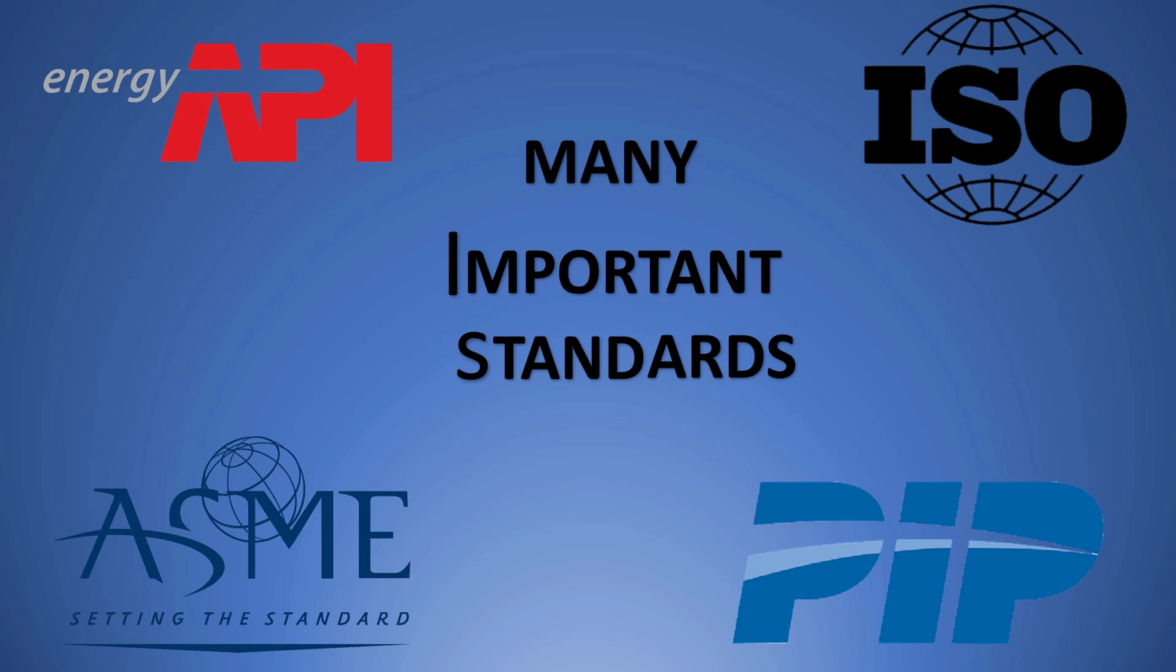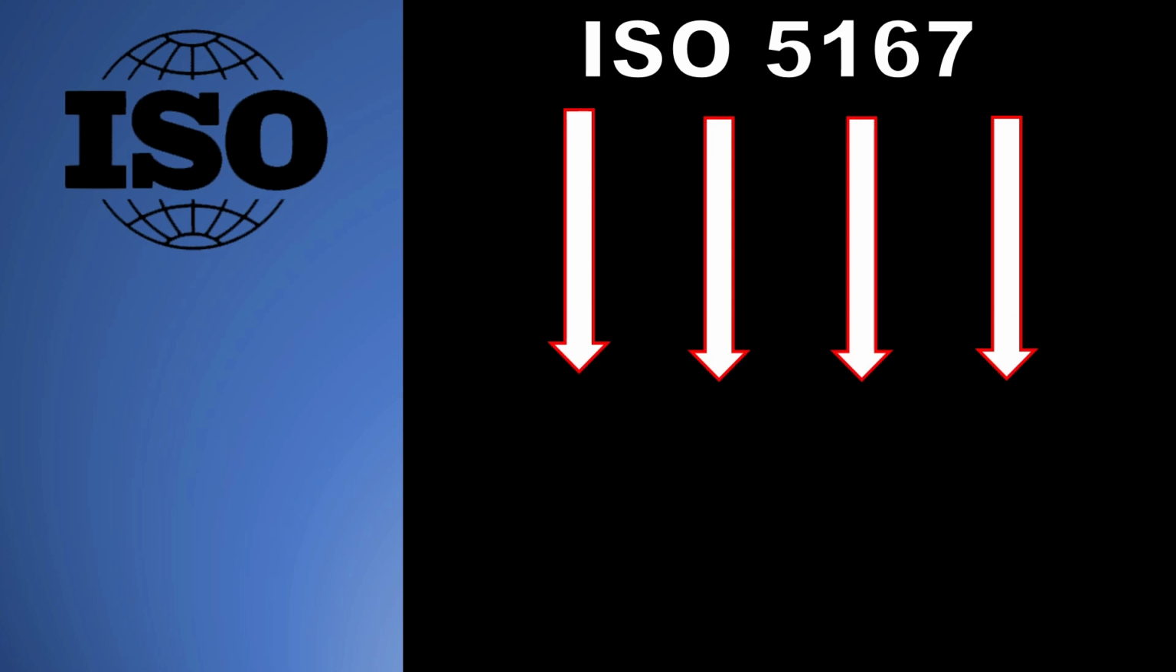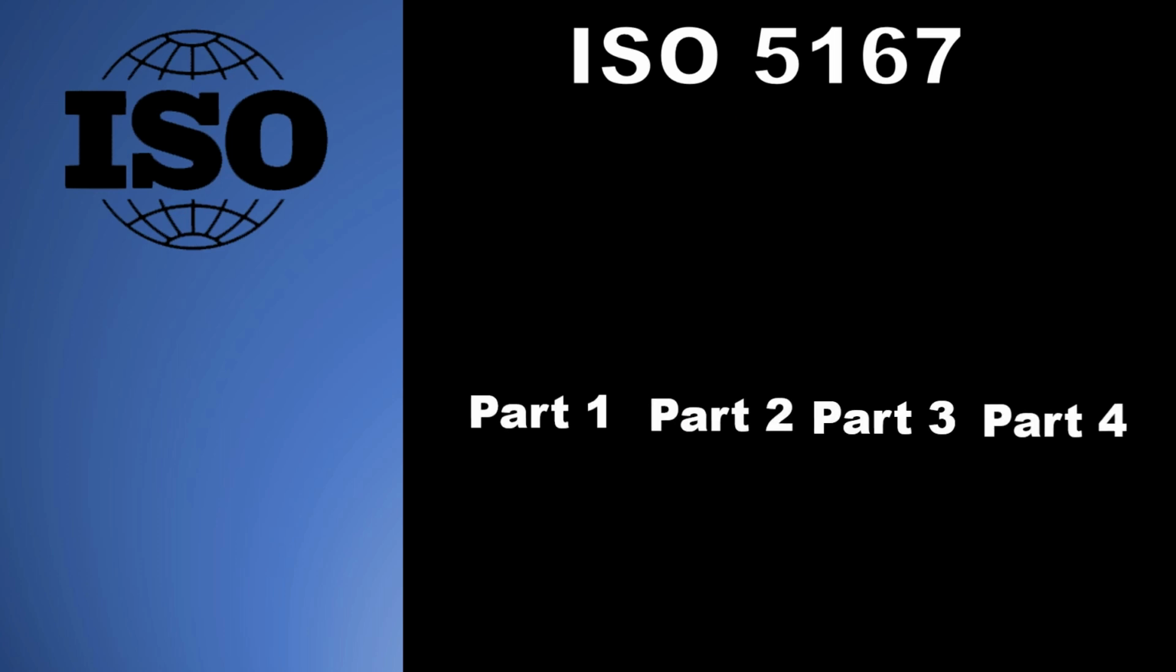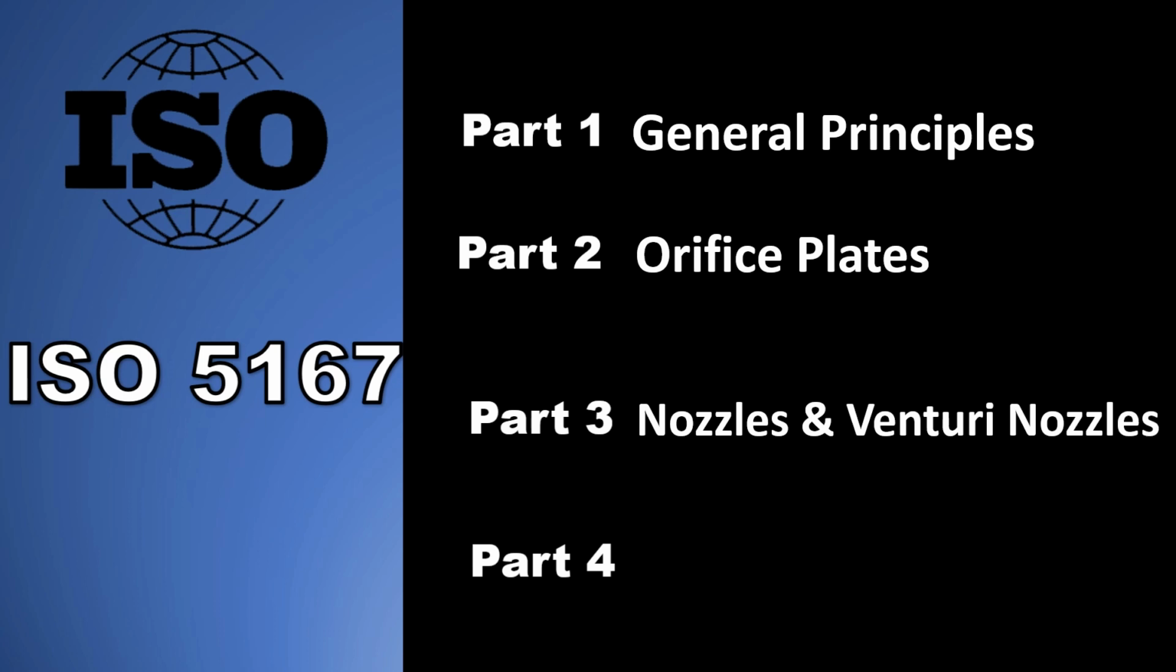So let's get started. The first standard is ISO 5167, because this is the most famous of all. ISO 5167 is basically divided into four parts. Let us explore each part. Part 1 deals with general principles. Part 2 deals with orifice plates, which is most important to us right now. Part 3 deals with nozzles, and part 4 deals with Venturi tubes. So let's look into part 2 now.